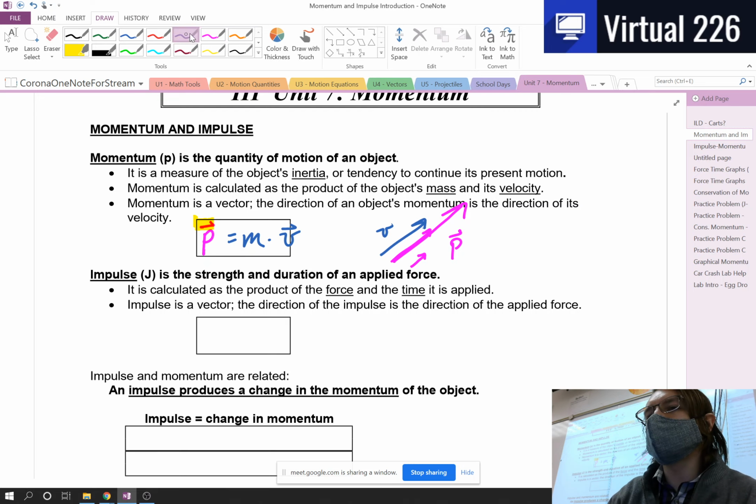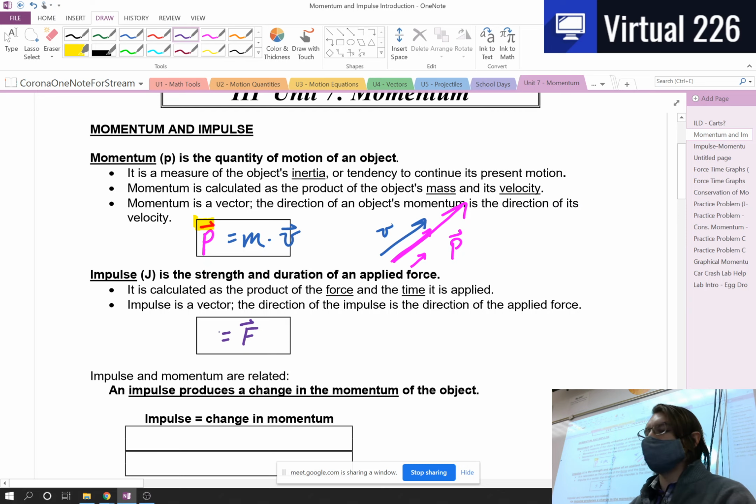This ability to apply a force on an object for a period of time to change the momentum of the object, we call that an impulse. So an impulse is equal to the idea of a force, F, with a vector, multiplied by some amount of time, t.